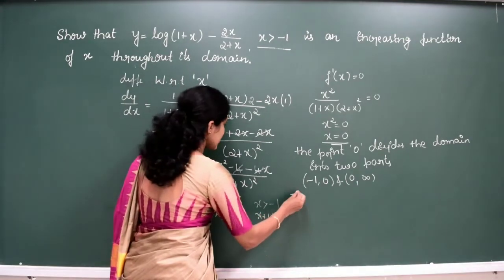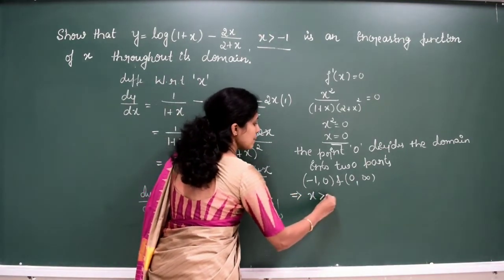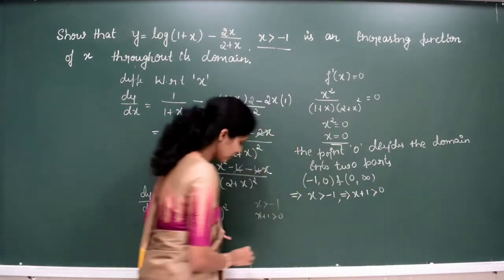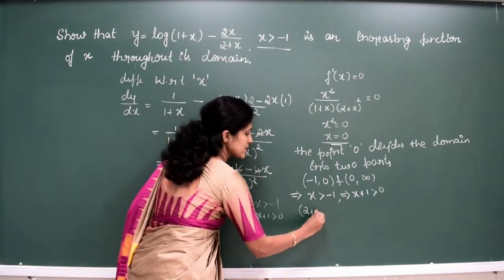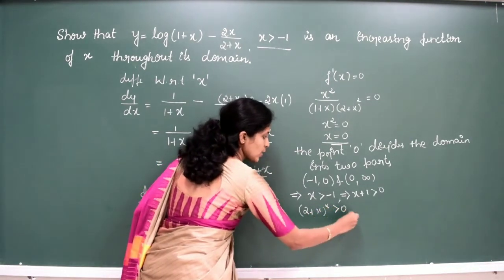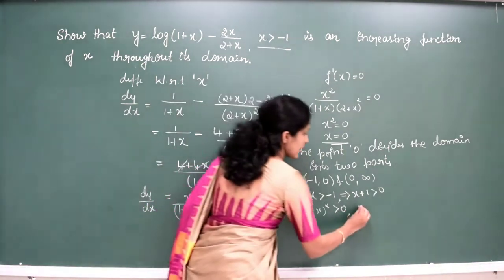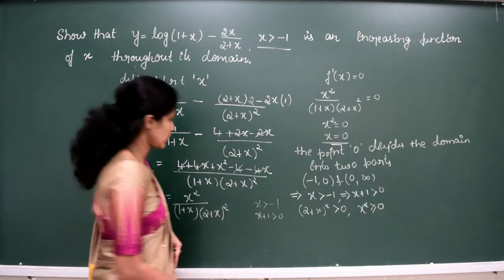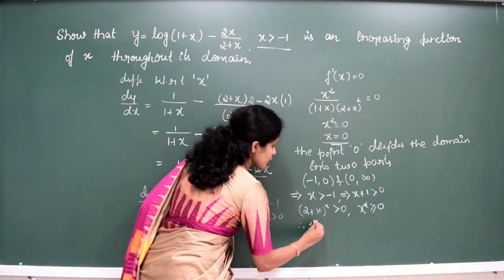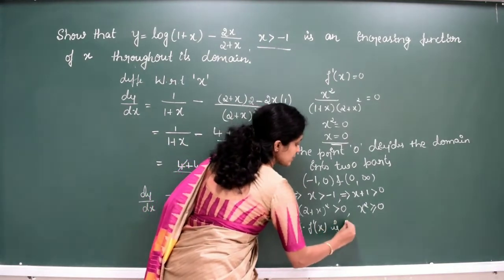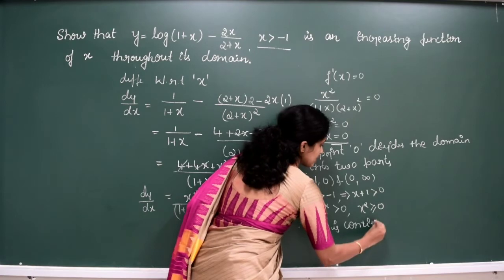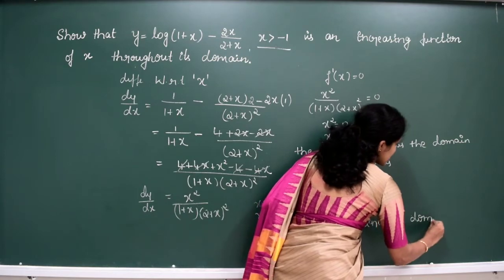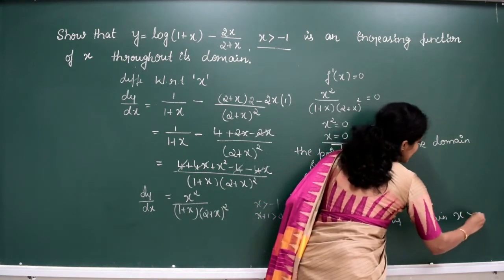Since here you can write the value of x is greater than minus 1, by this we can write x plus 1 is greater than 0. And one more thing, (2 plus x) whole square is also greater than 0, and the value of x square is also greater than or equal to 0. Is it clear? The value of x square is greater than or equal to 0. Therefore, the function f dash of x is continuous on the domain. What is the domain of this? So the function is continuous in the domain x greater than minus 1.